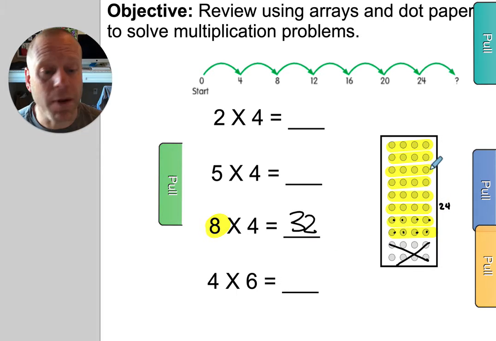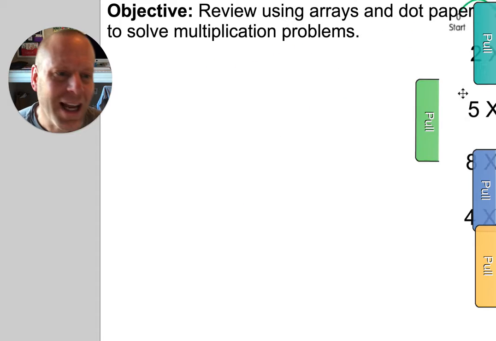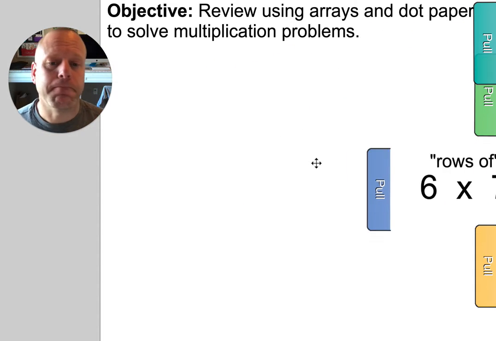If you don't know how to count by 4's, count by 2's. 2, 4, 6, 8, 10, 12, 14, 16, 18, 20, right? That works too. We talked about that a little bit yesterday.